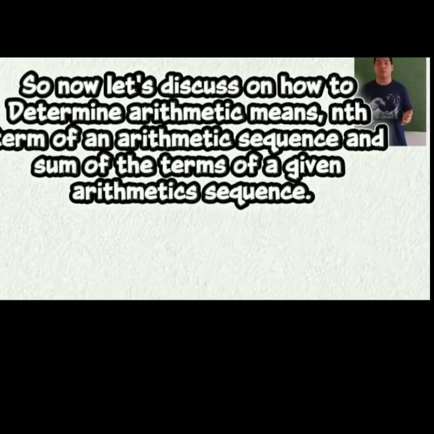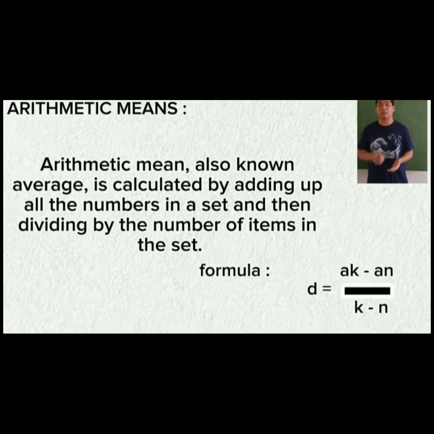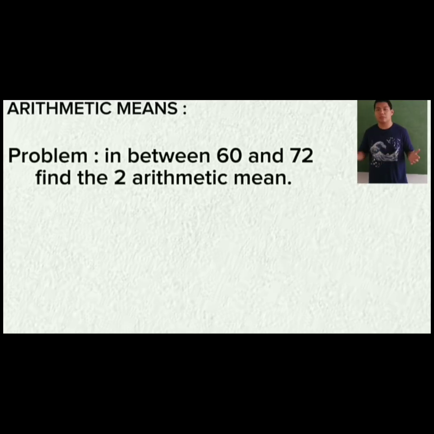Now let's discuss how to determine the arithmetic mean, the nth term, and the sum of terms of a given arithmetic sequence. Arithmetic mean, also known as average, is calculated by adding up all the numbers in a set and then dividing by the number of items in the set. Here is the formula for the arithmetic mean. Let's have an example problem.